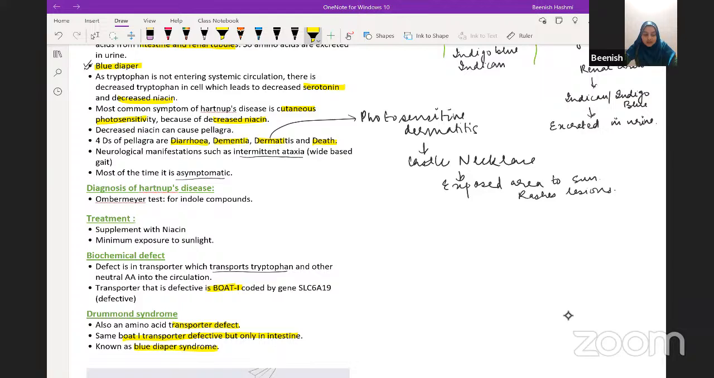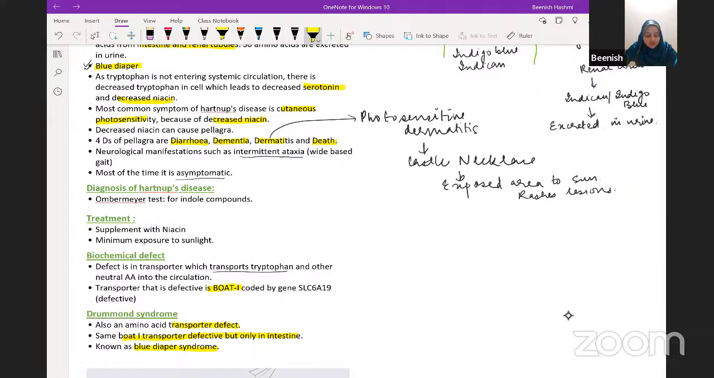So now don't get confused. The blue diaper is also seen in Hartnup's disease, and it is also seen in Drummond's disease. But the name blue diaper syndrome is only given to Drummond syndrome. So if the question says blue diaper syndrome is also known as, and in the options you have Hartnup and Drummond both, your answer will be Drummond syndrome. Okay, because the name is only given to Drummond syndrome.